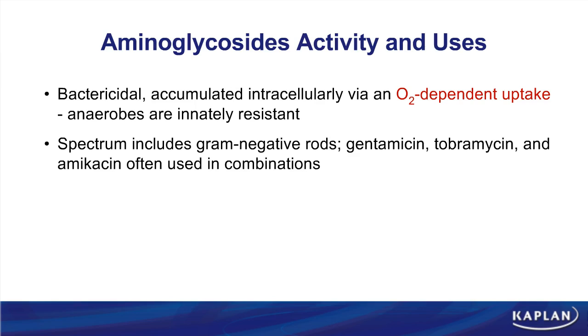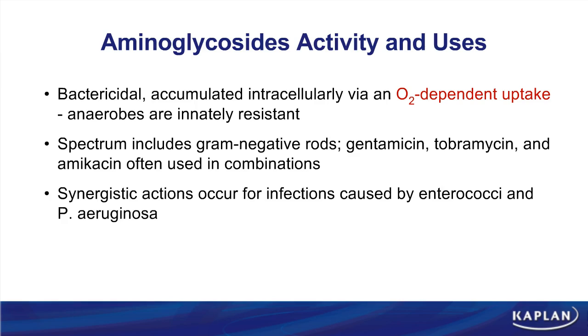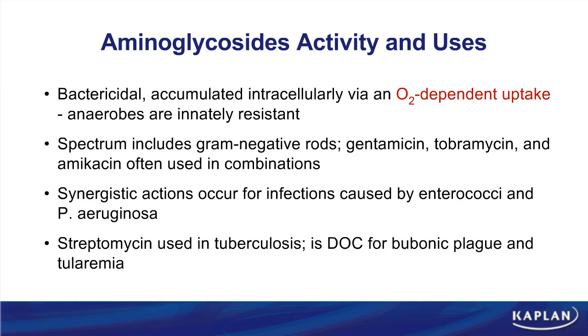Notice that the spectrum includes gram-negative rods. Aminoglycosides kill a number of gram-negative rods. You would have to say that they're narrow in spectrum, but there are a lot of gram-negative organisms that can be killed by this group of drugs. The drugs include gentamicin, tobramycin, and amikacin, most often used in combination, as we've seen earlier, for synergy. Gentamicin, for example, can be combined with penicillins to kill Enterococcus, Pseudomonas, and even occasionally for Listeria. Streptomycin is a drug that we'll talk about later on for its use in tuberculosis.